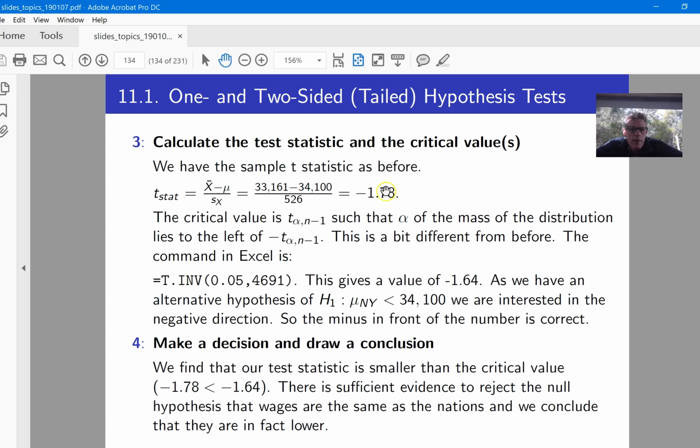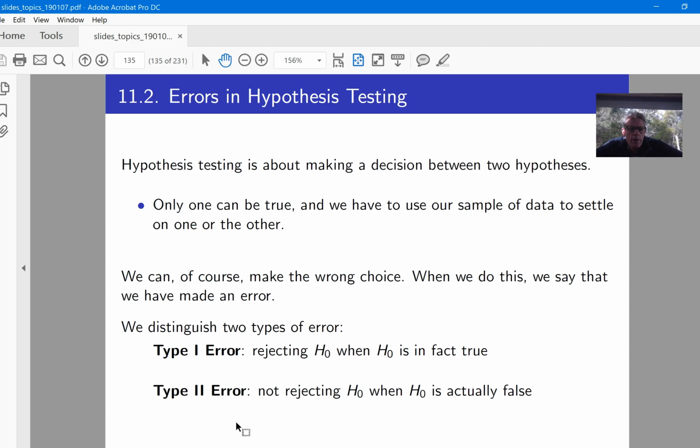The calculated value is 1.78. So in fact, this time the calculated value is further from zero. So I do reject H0, and there is evidence to reject the null. And we conclude that in fact people from New York aged 20 to 30 earn below the national average. Okay, so the opposite conclusion in this case, because I did a one-sided test instead of a two-sided test.